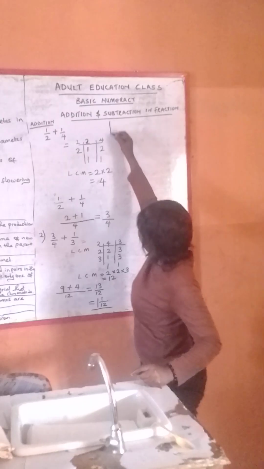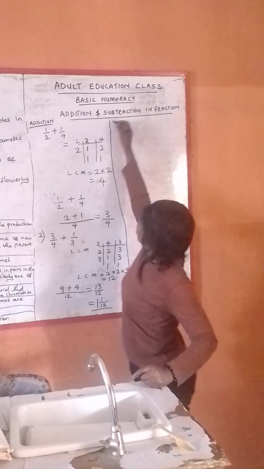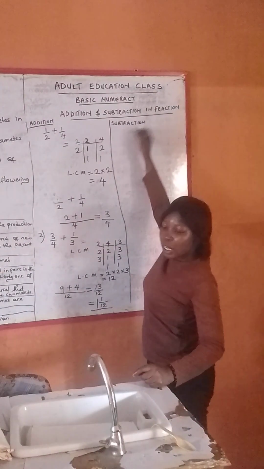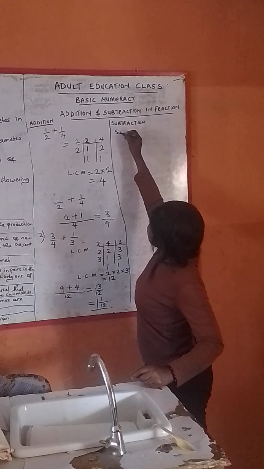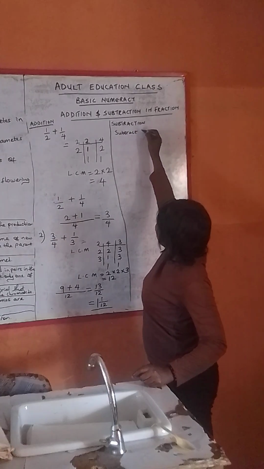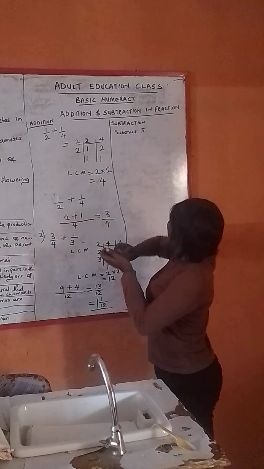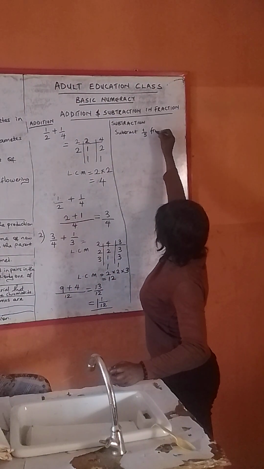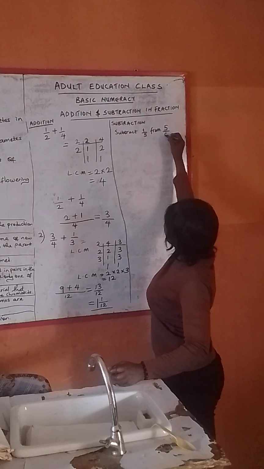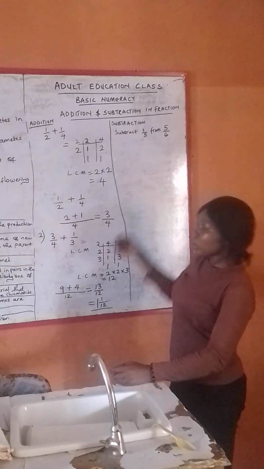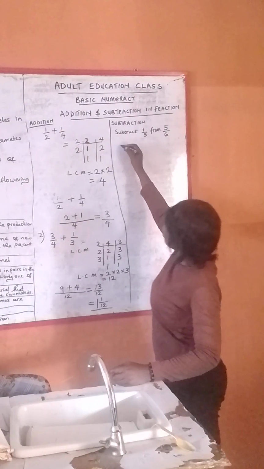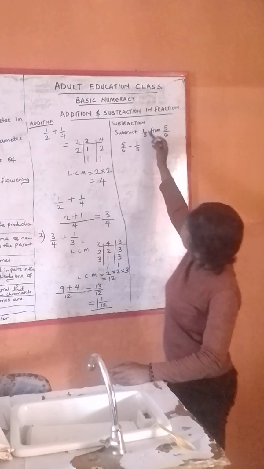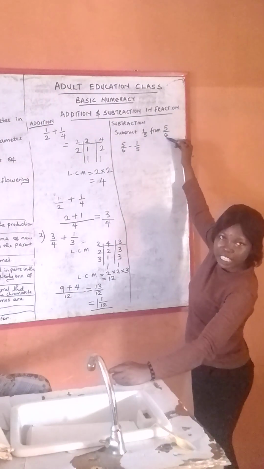Now to subtraction, we have been able to do addition. If you want to do subtraction, you can say: subtract 1 over 5 from 5 over 6. All you do is just say 5 over 6 minus 1 over 5. We want to subtract this one from this.